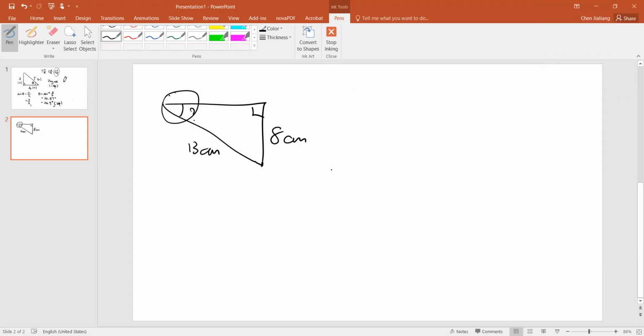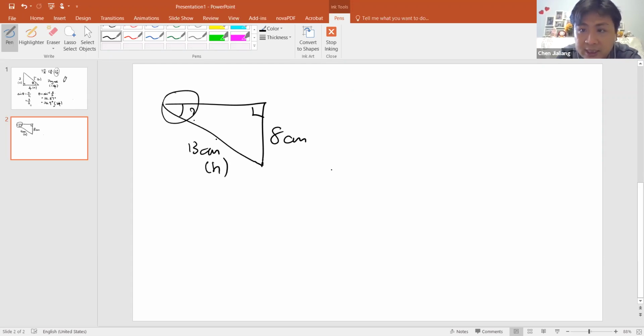13 cm. Can everyone follow what Hui Xuan has suggested? 13 cm, right? Okay, you understand? Because the hypotenuse is always facing the 90 degree, right? So 8 cm is which side? Opposite or adjacent? Opposite. Opposite, good. Yes, okay, opposite is the opposite.